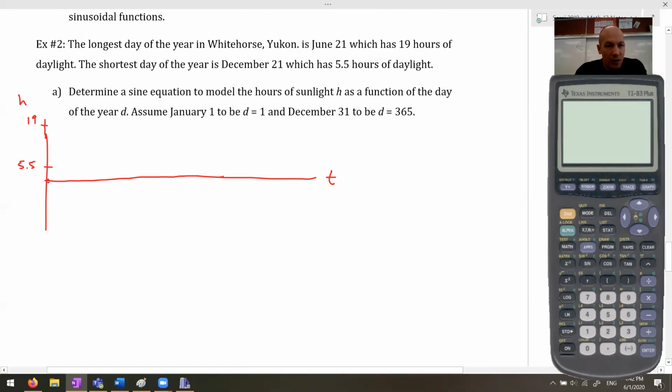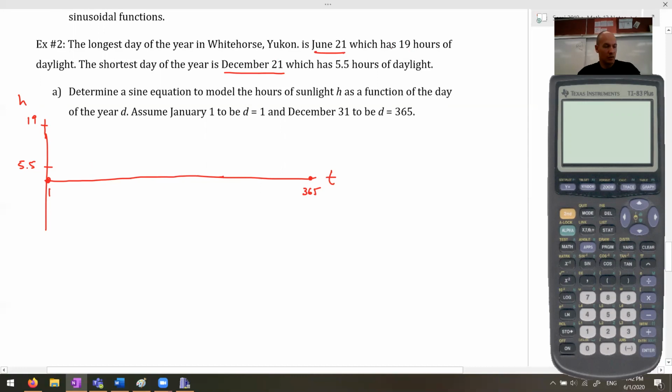I'm going to call this very first day, that's going to be 1. So that is January 1st. And all the way over here is December 31st, which is 365. Okay, so we know that somewhere over here, June 21st, we've got 19 hours of daylight, and December 21st, we've got 5.5 hours of daylight.